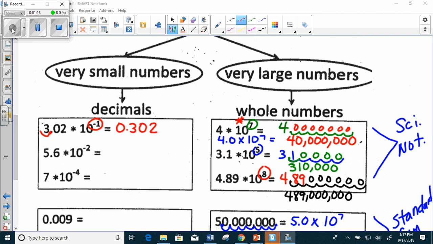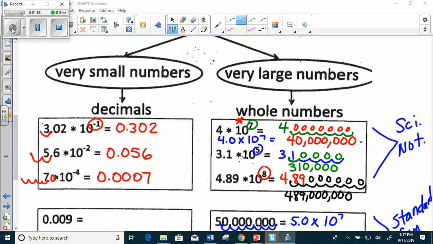Now, 5.6 times 10 to the negative 2, what are you going to do? Move the decimal 2 to the left and fill in a trailing 0. So 0.056. Now, where's the decimal in 7? It's right behind. Okay, move the decimal 4 to the left. 1, 2, 3, 4. Fill in your trailing zeros. There you go.